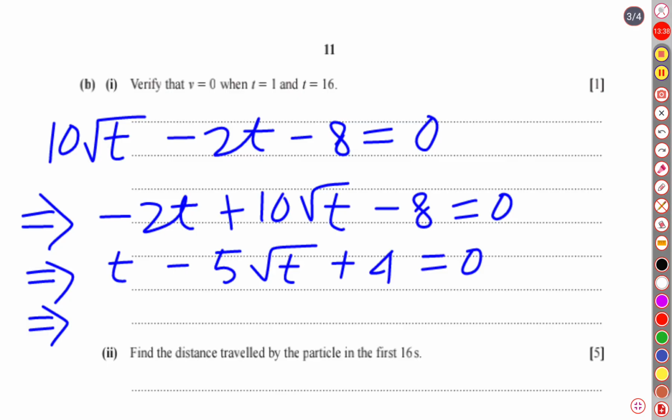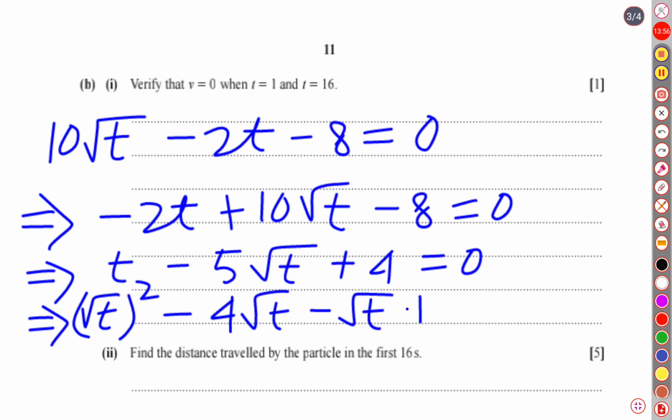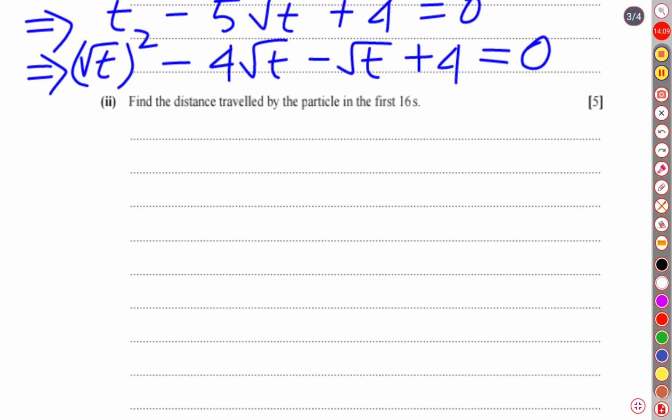Now we can factorize this. t can be written as square root of t squared. For converting into a quadratic equation, we can write here minus 4 square root of t minus 1 square root of t plus 4. This is simple factorizing. I think all of you know how to factorize any quadratic equation. Let me write just below this.